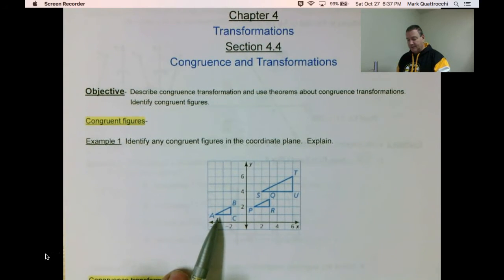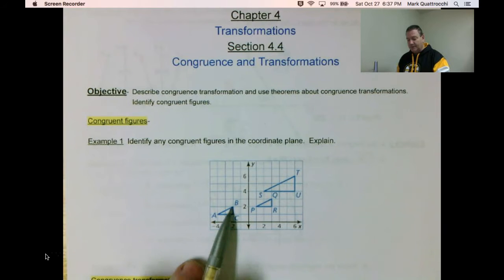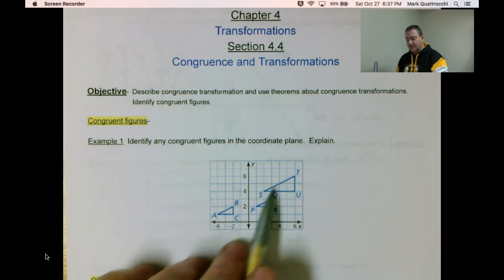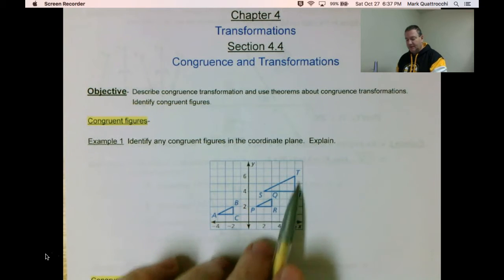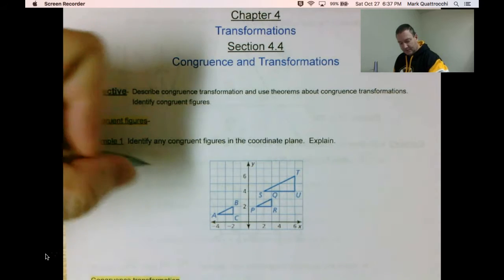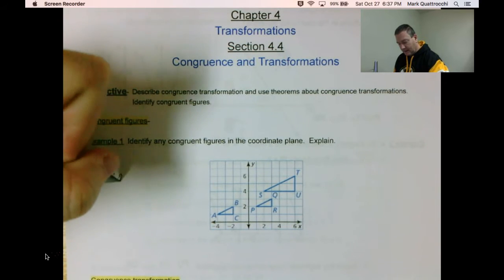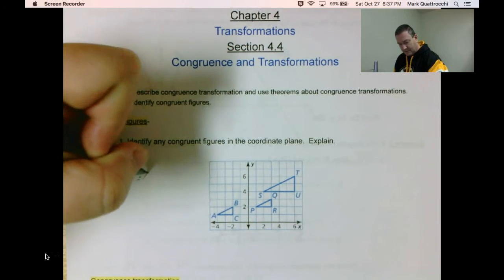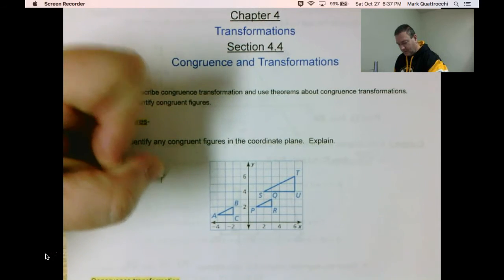So we have triangle ABC, AC is 2, BC is 1, triangle PQR, PR is 2, QR is 1, and this is a diagonal. This is a right triangle, this is a right triangle, but this one is twice as big as these two. So which two triangles are congruent? Triangle ABC is congruent to triangle PQR.